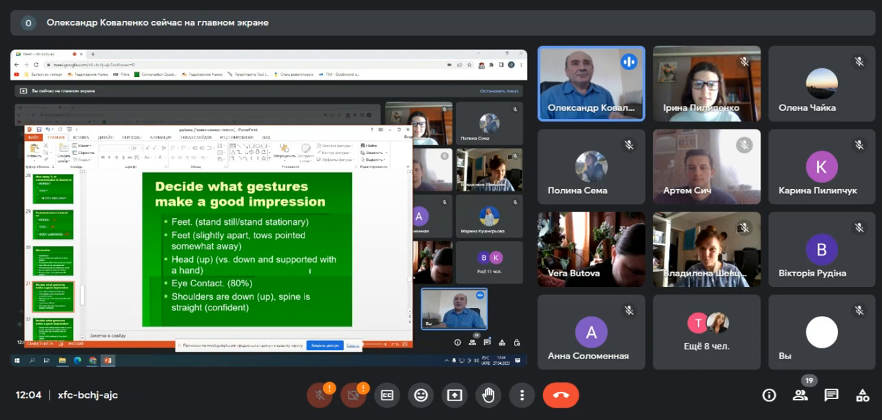Head up, down, or supported with a hand? Well, it shouldn't be supported, especially when speaking, because it influences your speech. Clear. Okay. Eye contact. Should you look 30%, 100%, 80%?